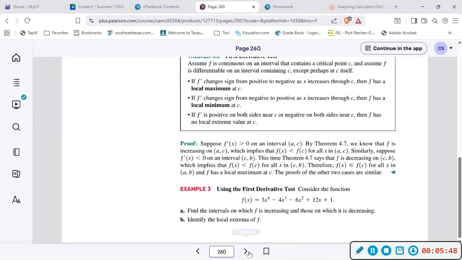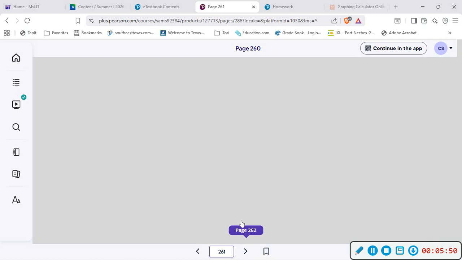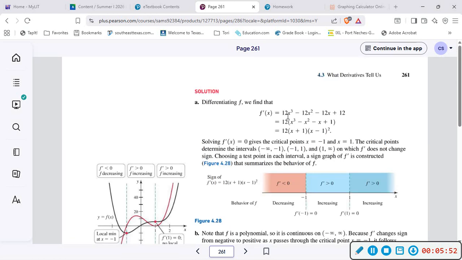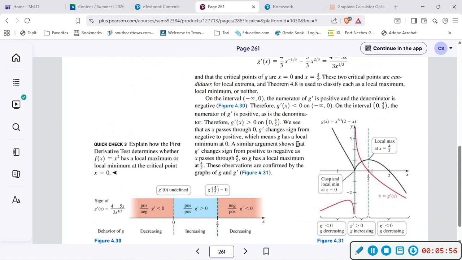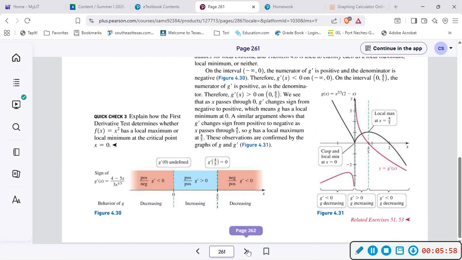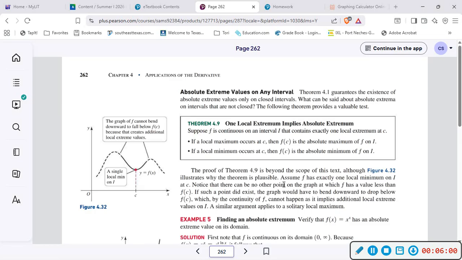And then here's some examples using those. It gives you the proof. Those will be some good reading. Here's a visual example of what that process looks like. And then we're going to look at some absolute extreme values on any interval.